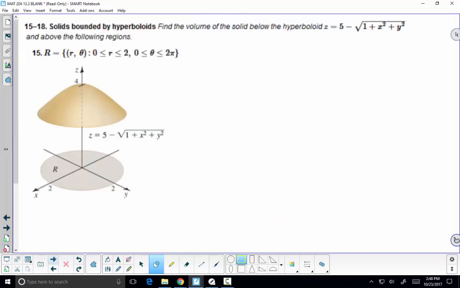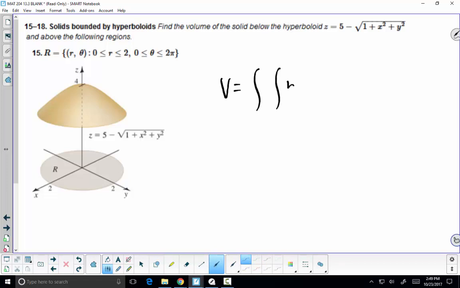All right, now we have another situation where we should probably go to polar. Whenever you see a disk as the domain, polar probably makes the most sense. Almost always, especially if your function's got x squares and y squares in it, where you can convert to polar pretty easily. So if we want the volume here, the volume will be the double integral.